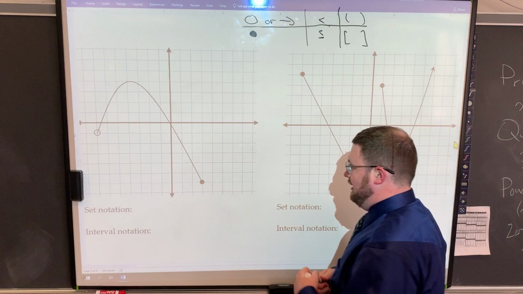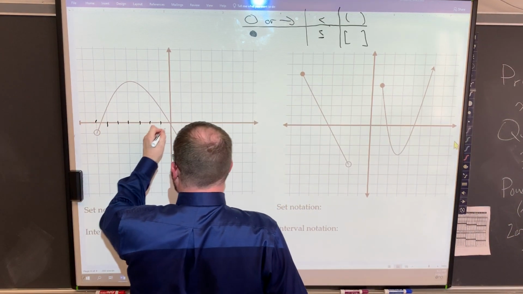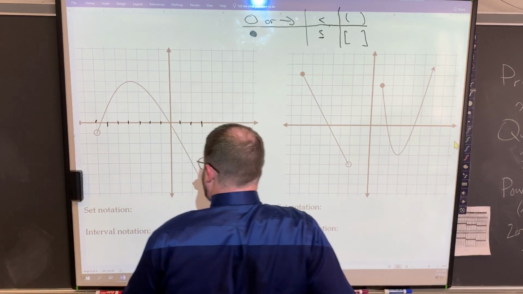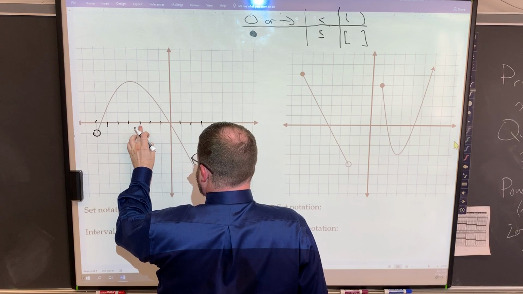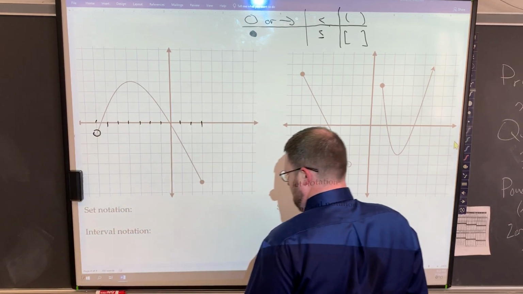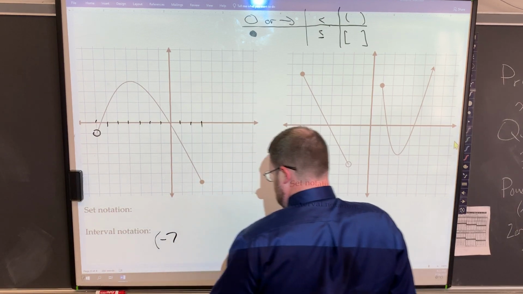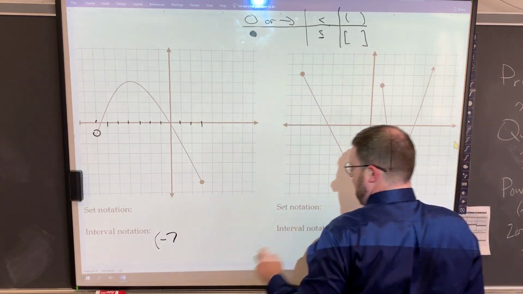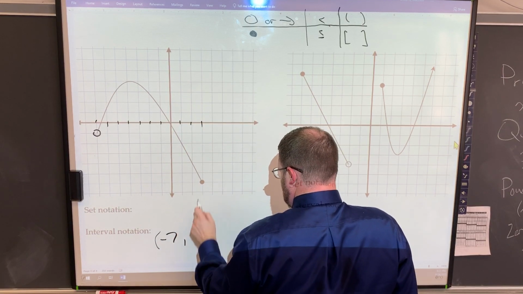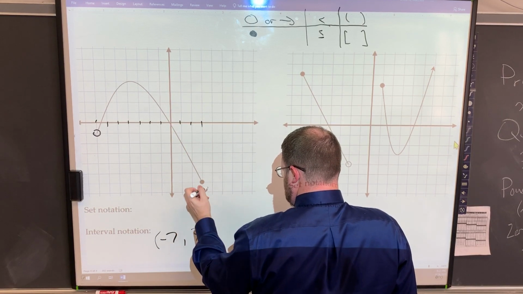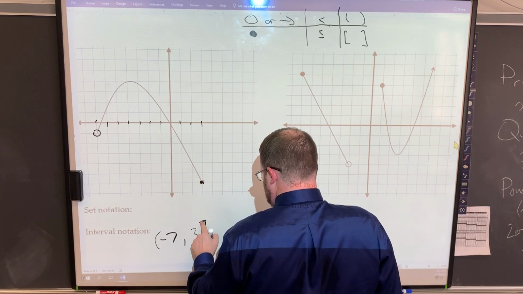So this is a function like we had in Algebra 1. We're doing domain, which is left and right. We only care about the x values on this because we're only doing domain. This goes all the way left to -7, and it is an open dot, which is a parenthesis. We can find that up here. Comma, this is 3 to the right, and it is a closed dot, so that is a square bracket.